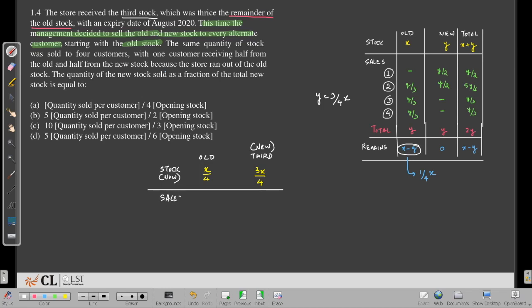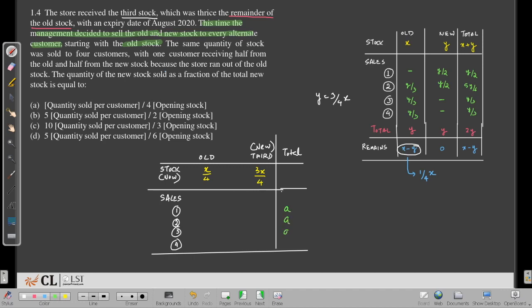Now let's look at the information about sales, the same logic. The same quantity of stock was sold to the four customers. We have now customer number one, customer number two, customer number three, customer number four, and what is given here, ladies and gentlemen, is the same quantity. Let's say that each of these customers got the same quantity. For example, this customer got A, this customer got A, the third customer got A, and the fourth customer got A.